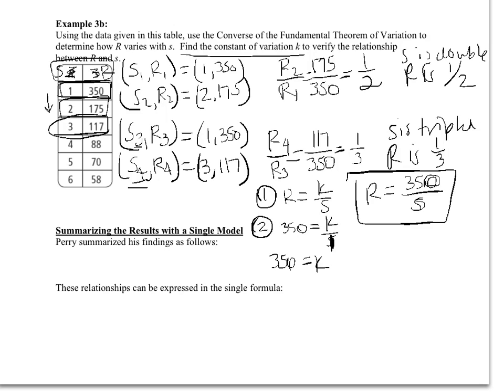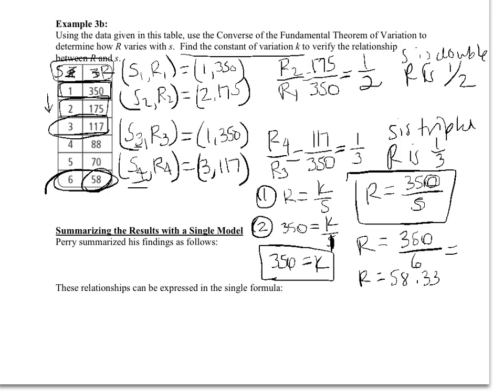Does that work for everything? Let's test this last set of points here, the 6 and 58. So r equals 350 divided by s, which is 6. r equals 58.33, which is really close to that 58. You could keep testing all the points to see if it works, but that should be pretty close. So our k value is 350, and our general variation equation is r equals 350 divided by s.